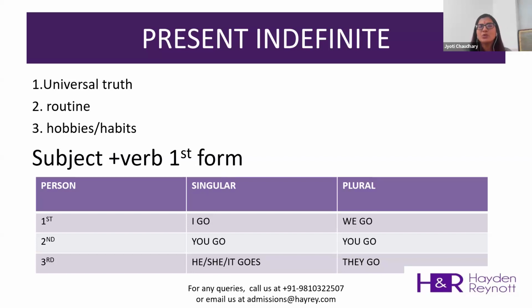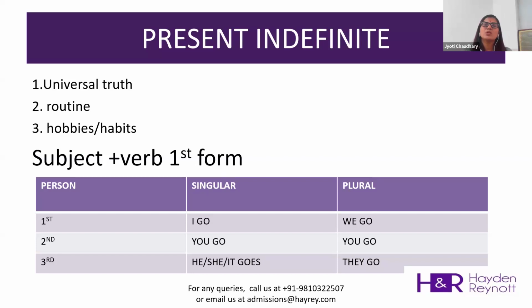The first one is present indefinite tense. We use the present indefinite tense when we are talking about a universal truth, which is a fact that does not change ever. Like trees are green. So trees are green forever. This hasn't changed. This won't change in the future as well. So this is a universal fact.